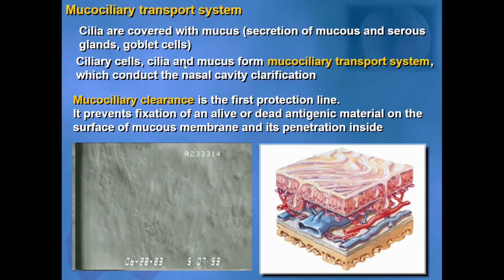Mucociliary clearance is the first protection line. It prevents fixation of alive or dead antigenic material on the surface of the mucous membrane and its penetration inside. So it's something like a shield from pathological agents.